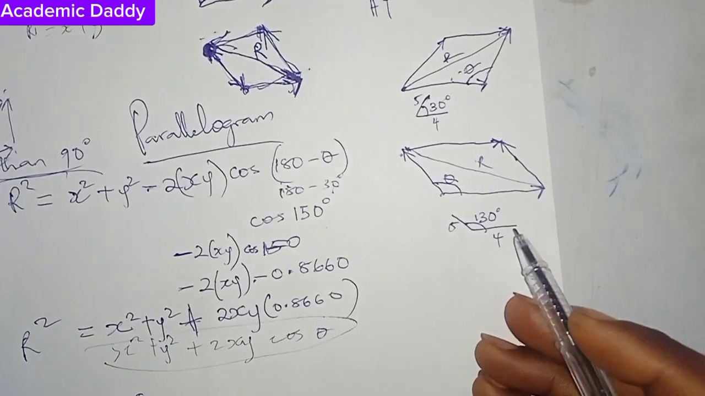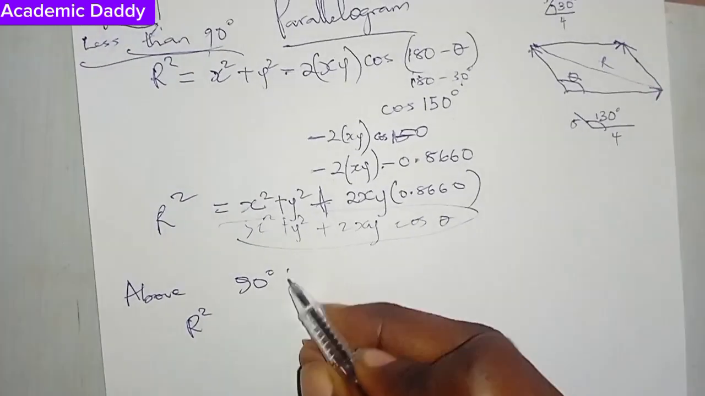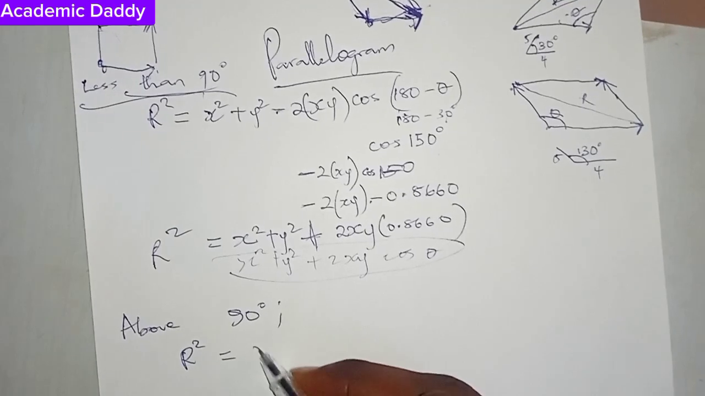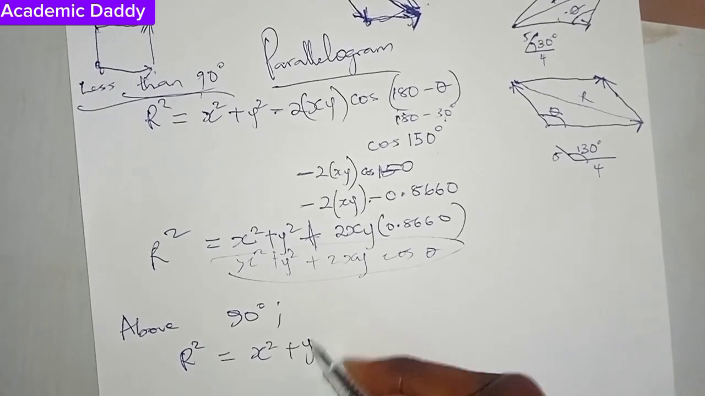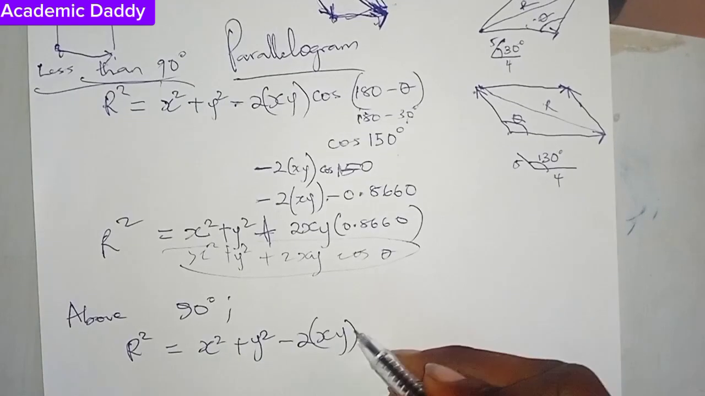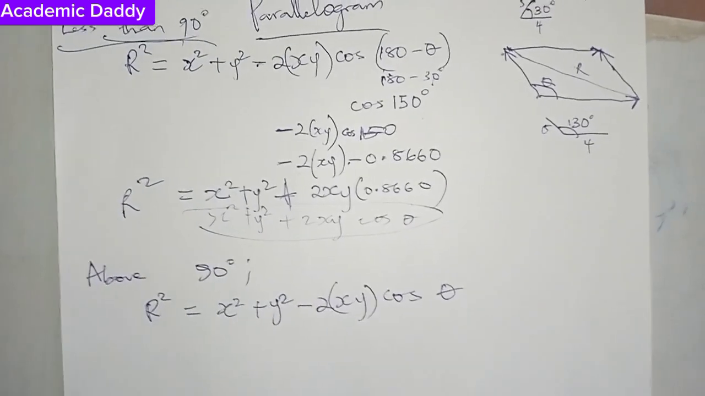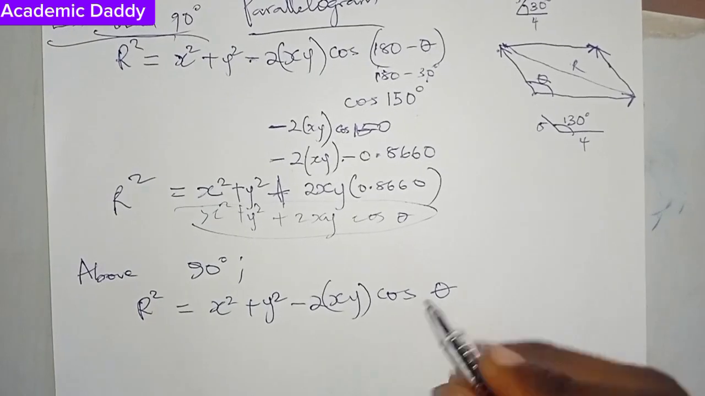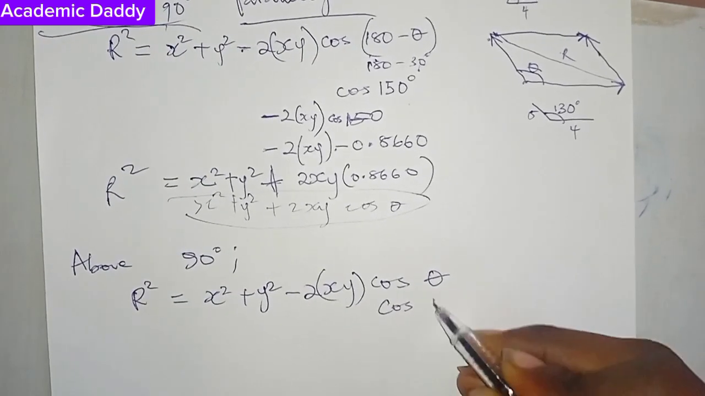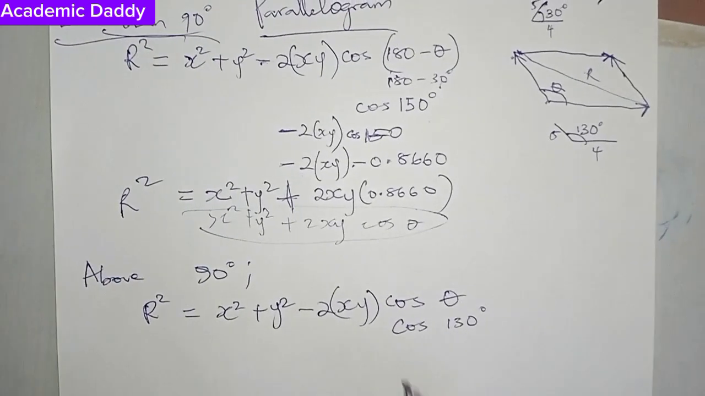But when the angle is above 90 degrees, let's say in this case they give us 130, what I will simply do is R squared equals X squared plus Y squared minus 2XY cos theta. I'll just use theta. I will no longer do 180 minus theta because the angle is already above 90. So cos theta here is simply cos 130. Any angle above 90, cos of it will be negative.